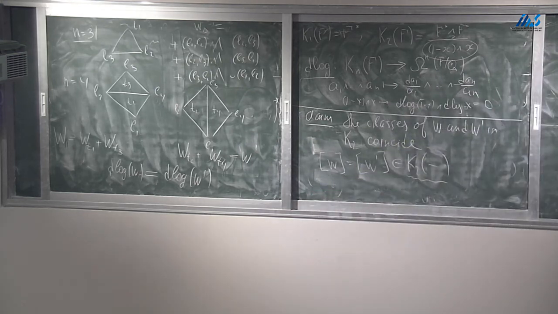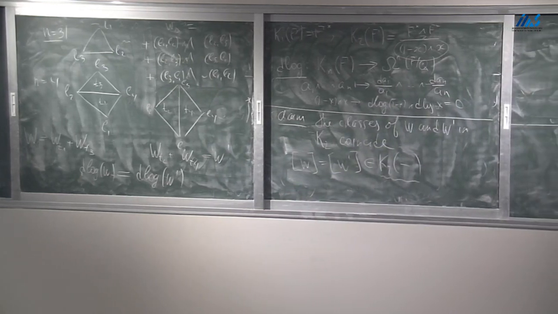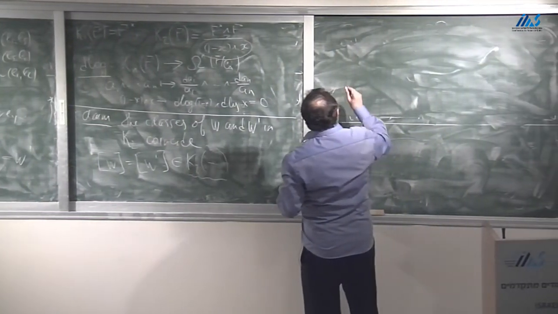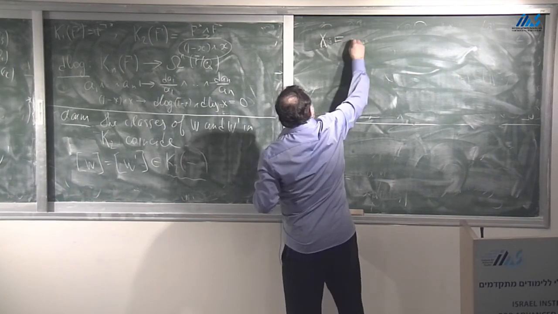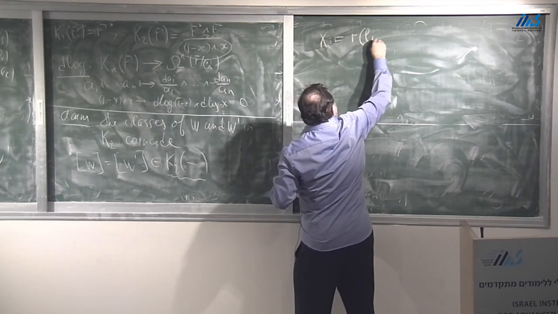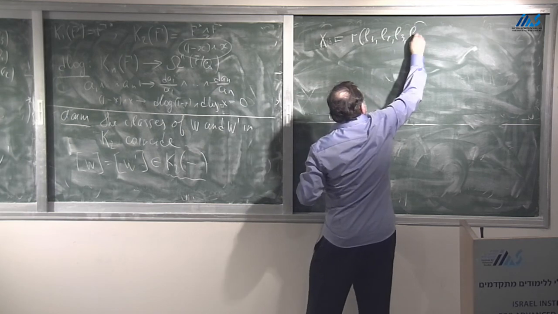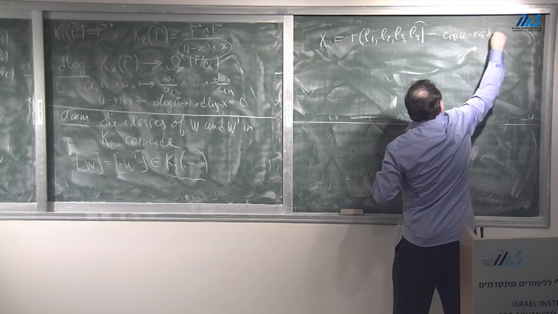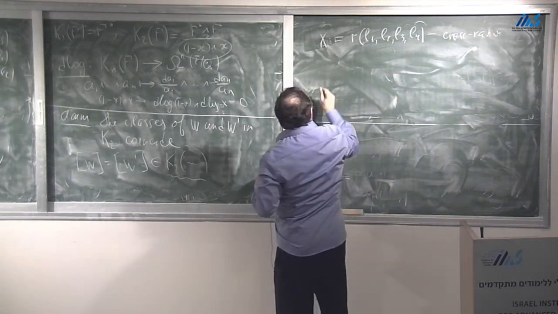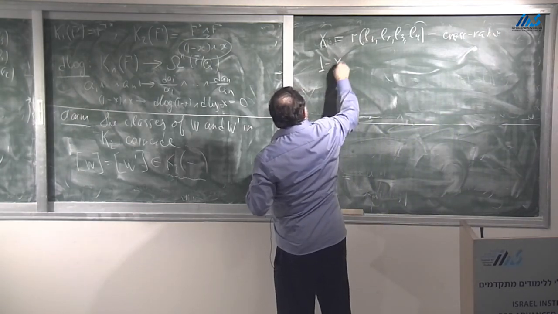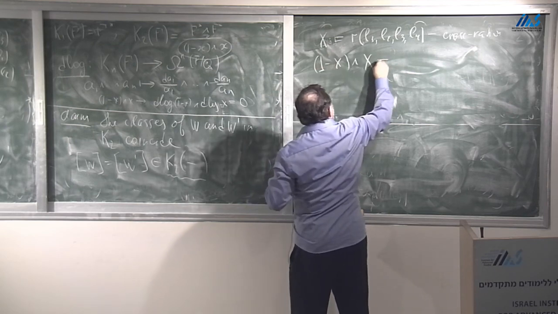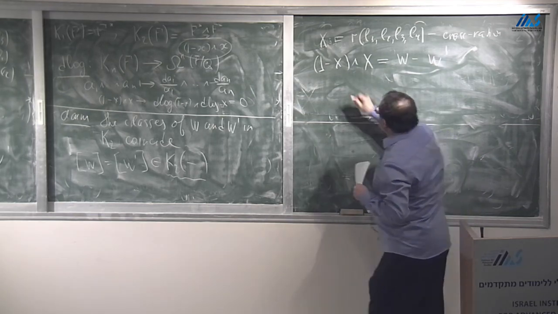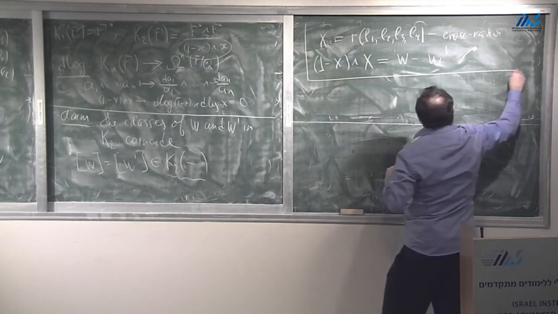So let's see what's the reason for that. The reason is important, as important as the statement. And so the reason is the following. Let's take X to be the cross ratio of these four vectors. This is the cross ratio. And so I claim that if you consider this particular X, then 1 minus X wedge X equals this W minus W prime. And so that's a proof.